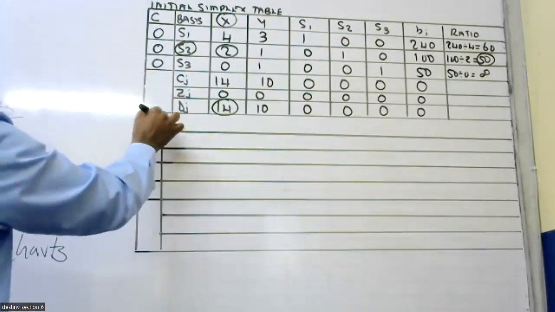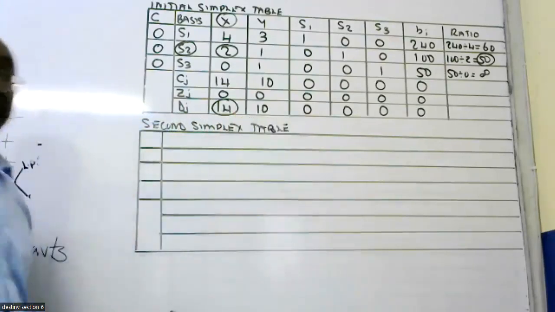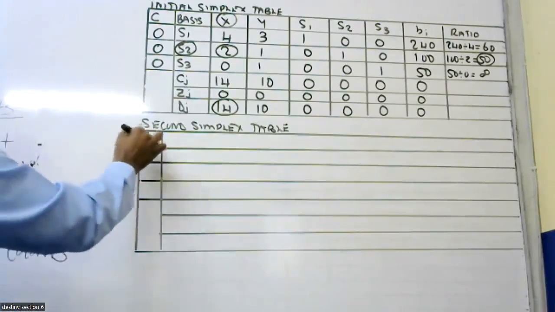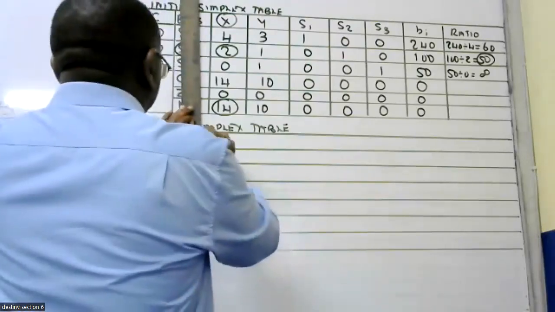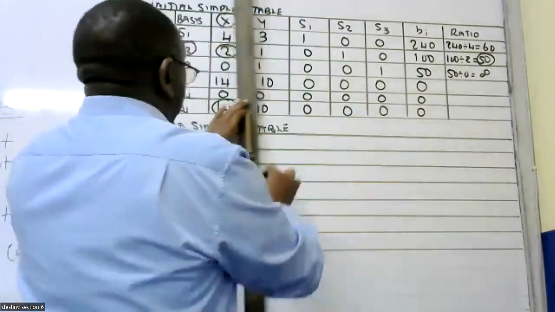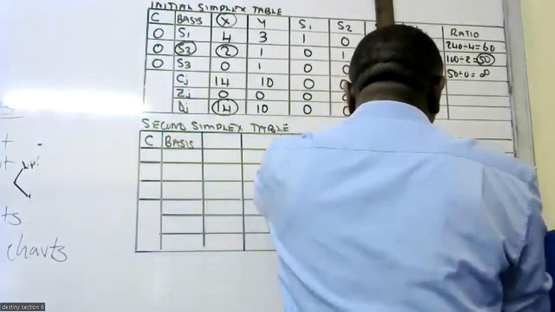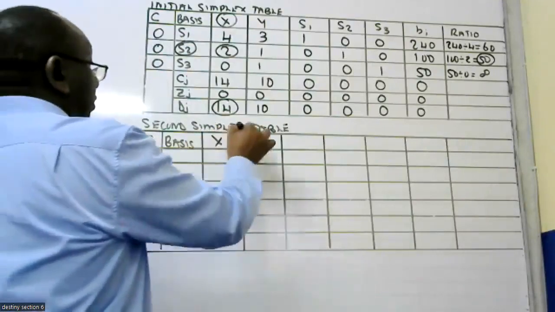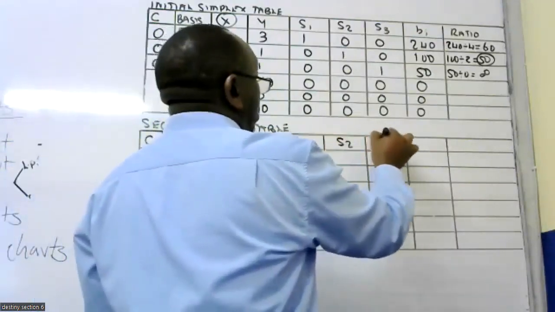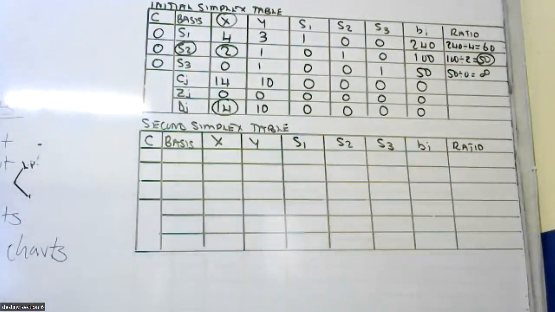So this is called the second simplex table. This is column C. This is the basis. I told you the titles remain. So we are going to retain X here. We retain Y. We retain S1. We retain S2. We retain S3. BI and the ratio. So this is X, this is Y, this is S1, S2, S3, BI, and in case there is need, we will require the ratio, or we provide the ratio.